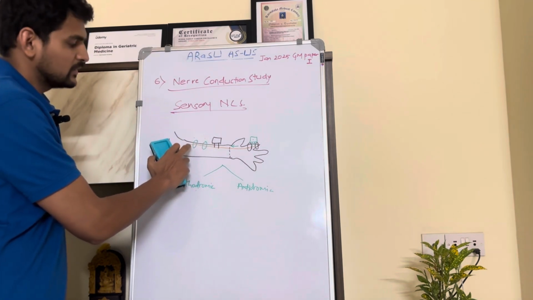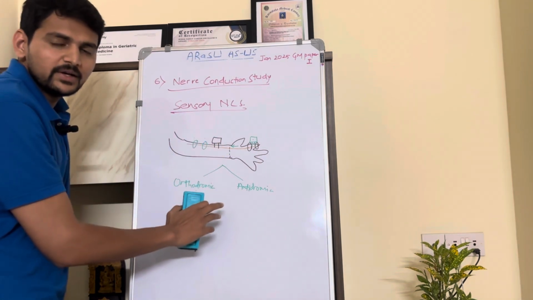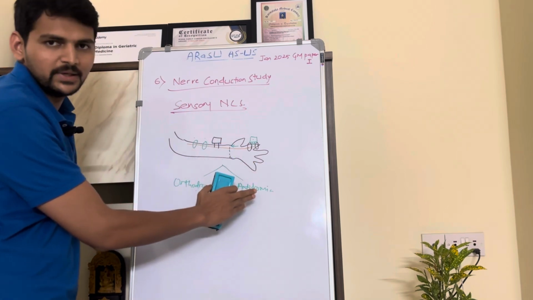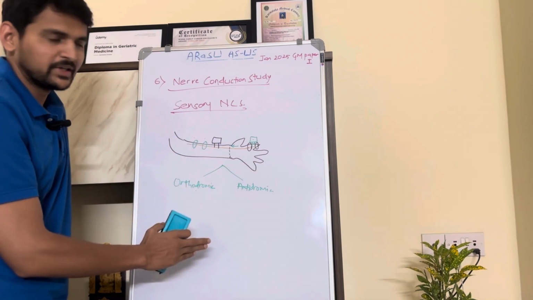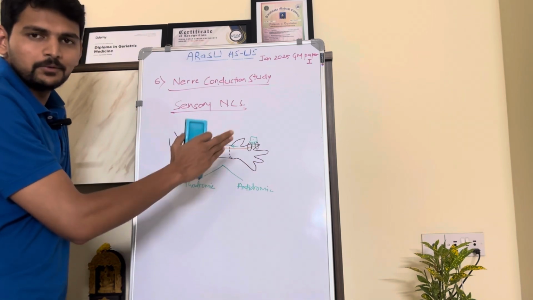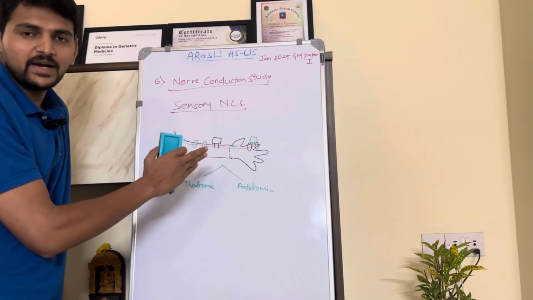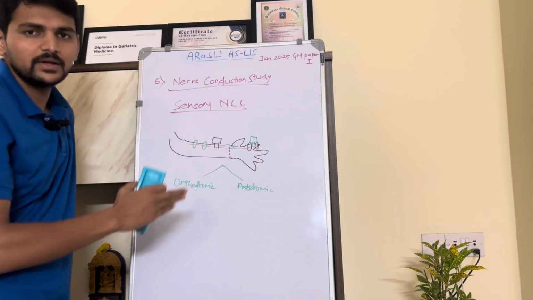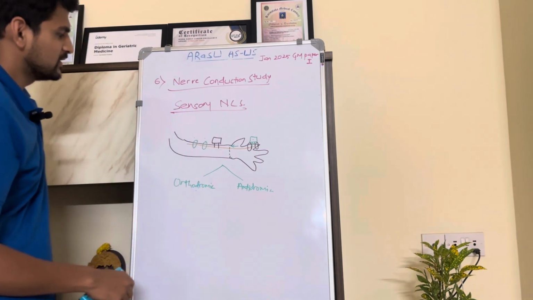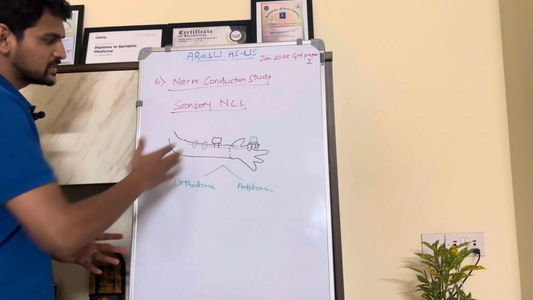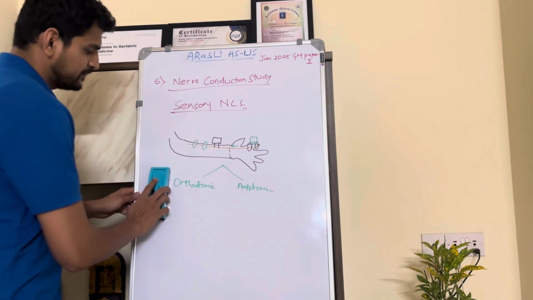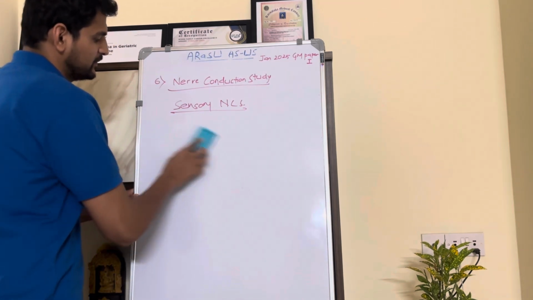After the stimulus, they will record the response and we will decide those same parameters, for example, amplitude, latency, and velocity. Based on these things, amplitude will decide the axonal pathology, and velocity and latency usually will decide demyelinating pathology. That remains the same. And one more study which can be done during nerve conduction procedure is the repetitive nerve stimulation study.